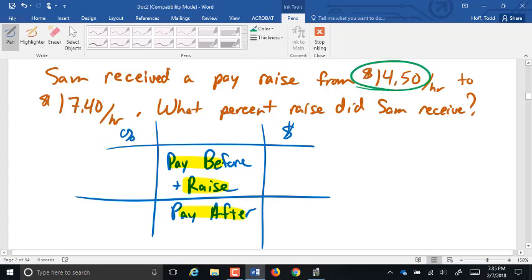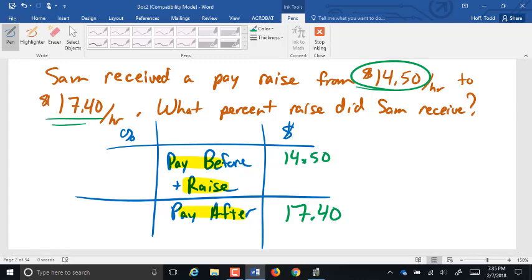$14.50, where does that go? That's the pay before. But we also have the $17.40. Where does that go? The pay after. Now it looks like we don't have any percents in this problem, but we do have one. Can you tell me what it is? It's always the 100%. We always know that 100% matches up with something. Remember, I said 100% is that base amount or the initial amount. That's the pay before.